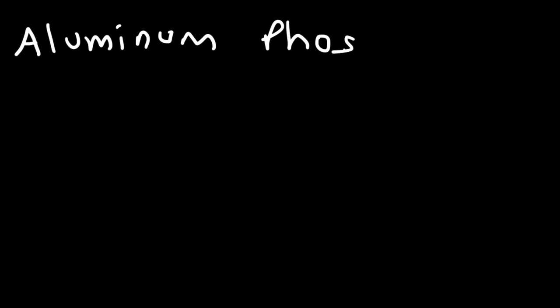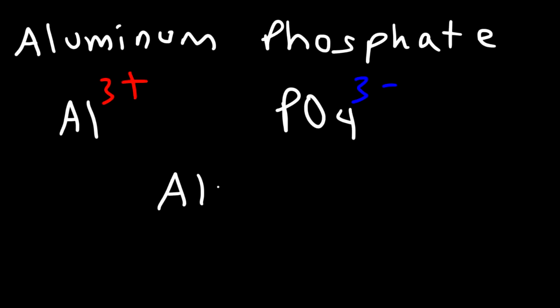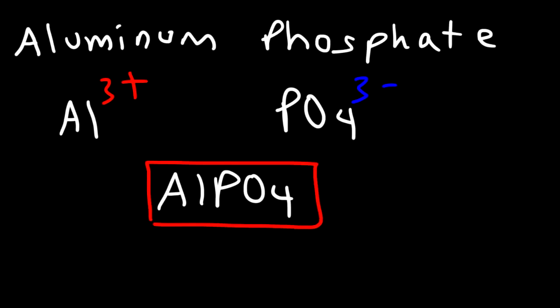Now let's try this one. Aluminum phosphate. So go ahead and take a minute and try that example. So aluminum has a positive 3 or a 3 plus charge. Phosphate is PO4 with a 3 minus charge. Now, because the charges are the same, we can simply write them together. So the answer is going to be AlPO4. And that's it for this example.